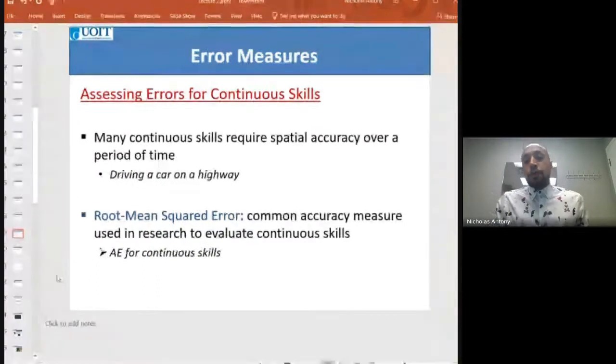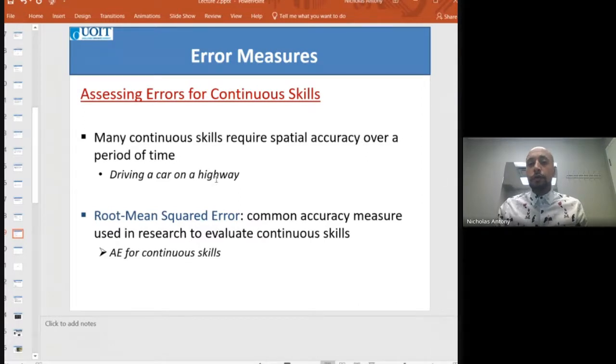So remember how we talked about continuous versus discrete skills? Continuous skills are like riding a bike. There's no real beginning or end. It just continues on and on. Another example would be driving a car on a highway. Now, what kind of error measures are you going to use for that?